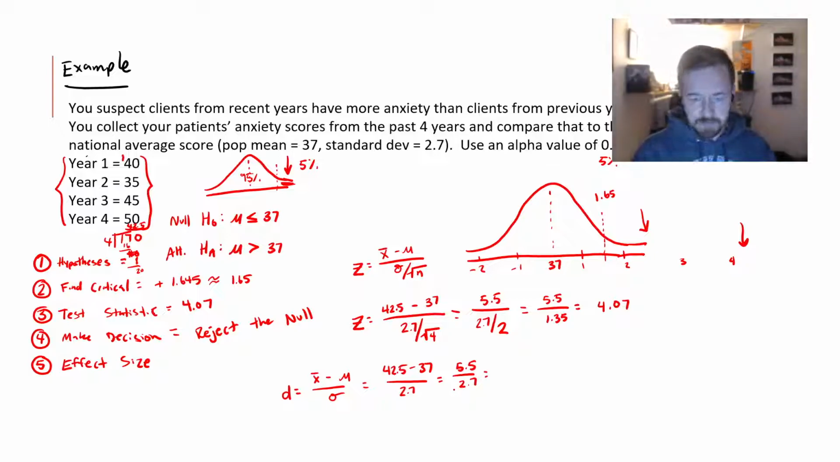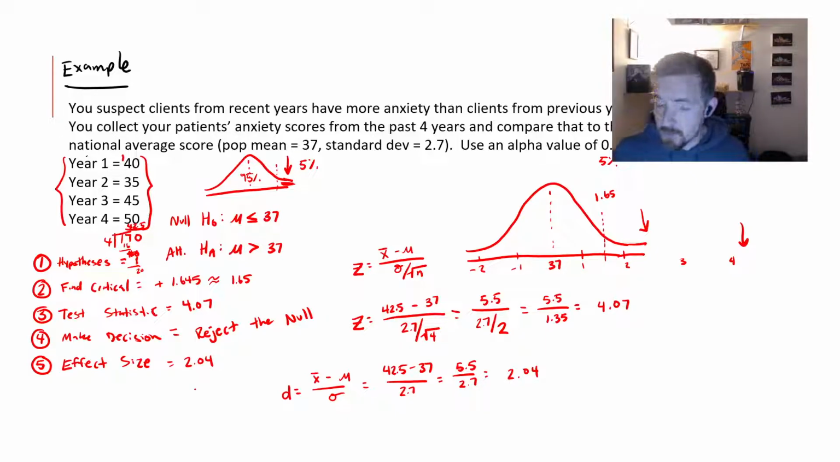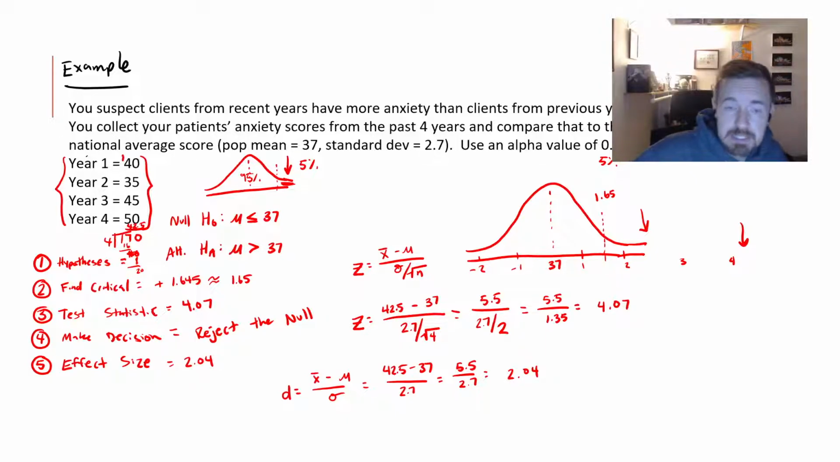Which means that my effect size is 2.04 when I round up. So 2.04 is what my Cohen's d is. So what does that mean again in plain English? Basically it means that not only are our clients experiencing more anxiety in recent years compared to the national average, but they're doing it by a pretty wide margin. That this right here is a pretty high magnitude. It means that they are 2 standard deviations above where we'd expect them to be, which is huge. Yeah, so that's how to interpret that.